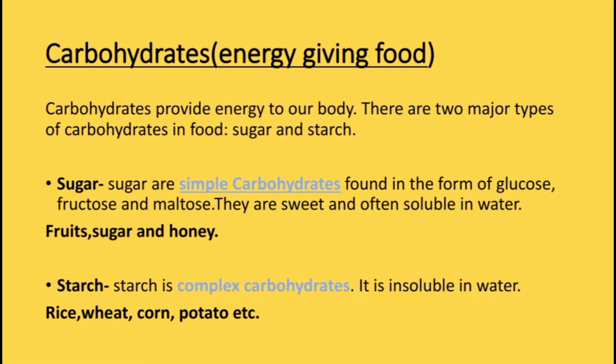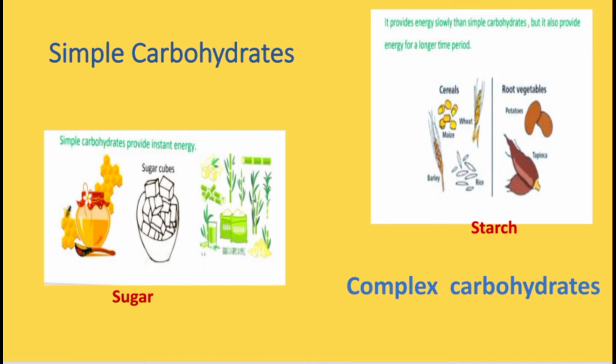Starch. Starch is a complex carbohydrate. It is insoluble in water. Rice, wheat, corn, potato are some sources of starch. When we eat plant products containing sugar and starch, our digestive system breaks them into glucose, which is simplest form of sugar, absorbed by blood and provide us energy.